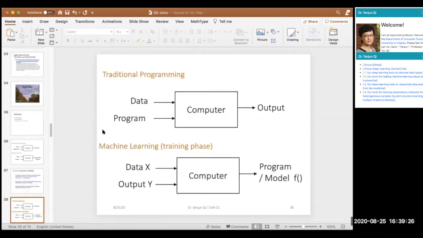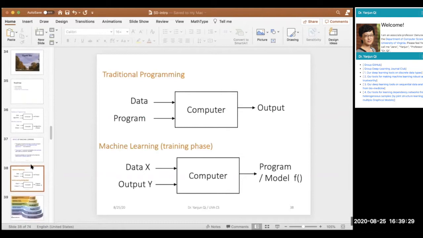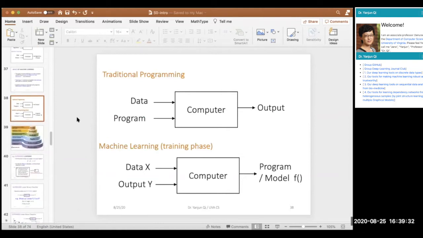Now, let me introduce you to a few notations we're going to use a lot. The first notation is X. The second notation is Y. And the third notation is F. When we talk about data and output, we normally use notation X to represent data, notation Y to represent the output that we care about. And we use the function F to represent the model generated from our machine learning, like training. In fact, this is training.